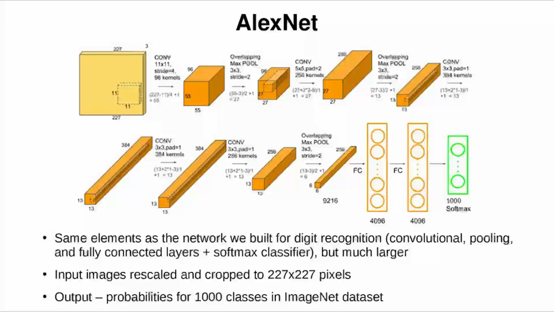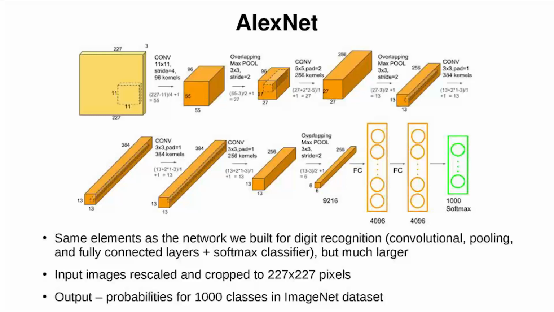AlexNet, designed by the Ukrainian-Canadian computer scientist Alex Krizhevsky and co-workers, constituted a breakthrough in deep learning when it won the ImageNet challenge in 2012, but is a relatively simple CNN architecture by modern standards. The input images for AlexNet are rescaled to be square with dimensions of 227 by 227 pixels. The CNN itself consists of the same elements that we have used to build our CNN in the previous lesson: convolutional, max pooling, and fully connected layers.